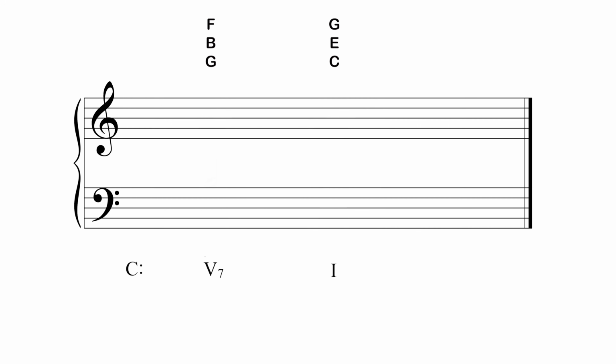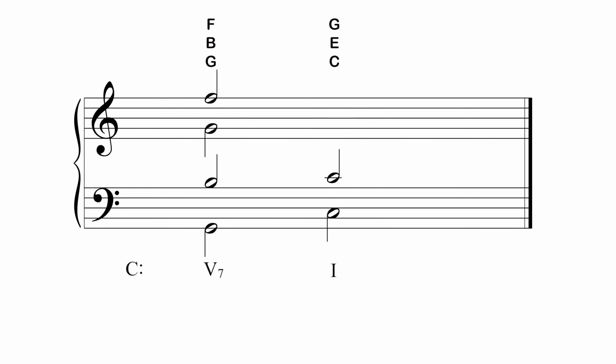Make a G major 7th chord with the G in the bass, B in the tenor, G in the alto, and F in the soprano. Move the bass from the G to the C. Move the leading tone up to the tonic, so move the B in the tenor to the C.